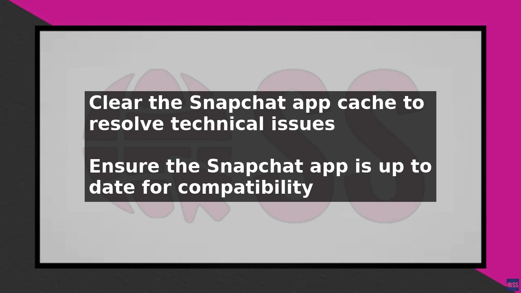Additionally, ensure your Snapchat app is up to date. An outdated app can cause compatibility issues and result in the SS06 error. To update the app, go to the App Store, search for Snapchat, and select Update.